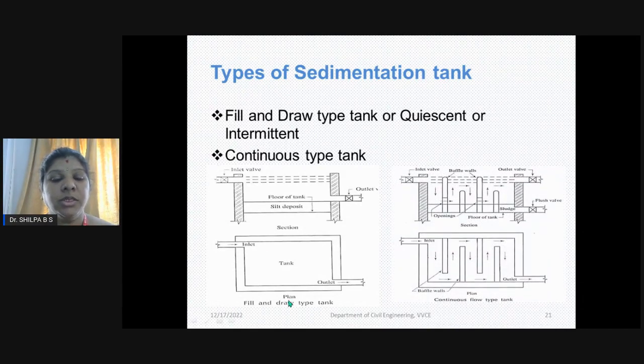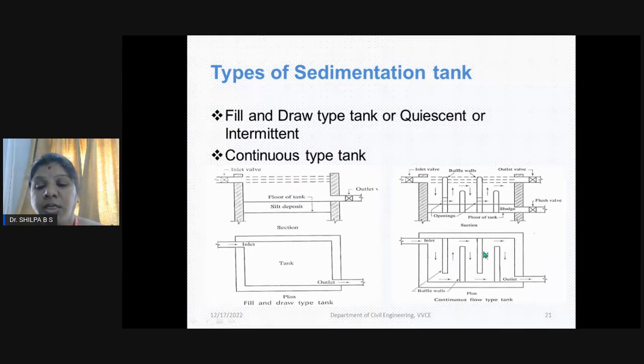Okay, so this is the schematic representation of fill and draw type, where through the inlet the water will enter the sedimentation tank, and it will be retained for some particular duration of time, and after the end of that time the water will be taken out through the outlet. So that type, where a certain quantity of water will be considered while providing the treatment, we call as fill and draw type or intermittent.